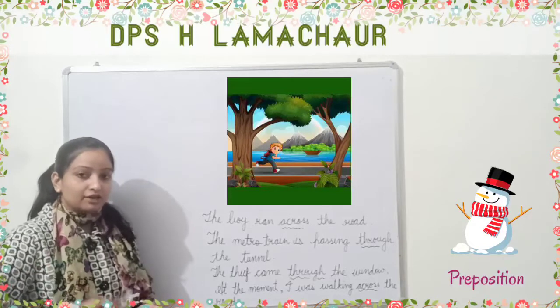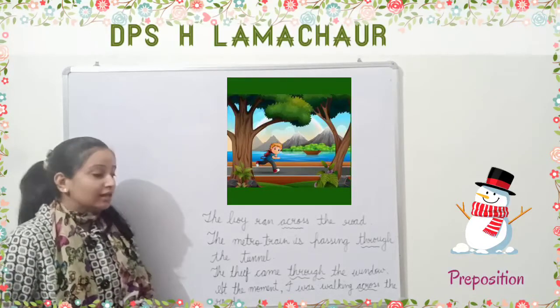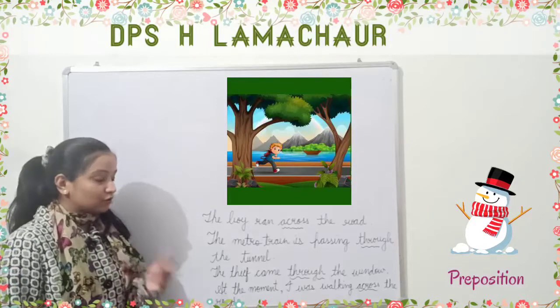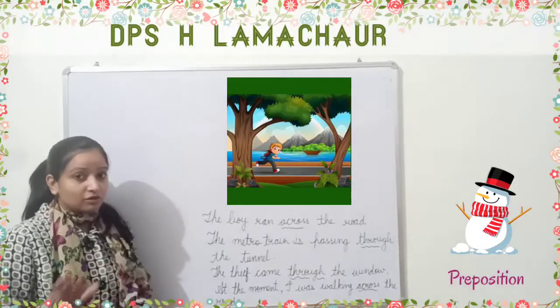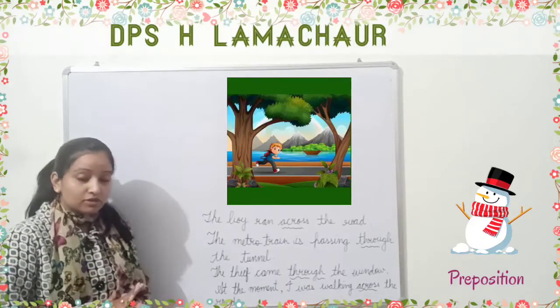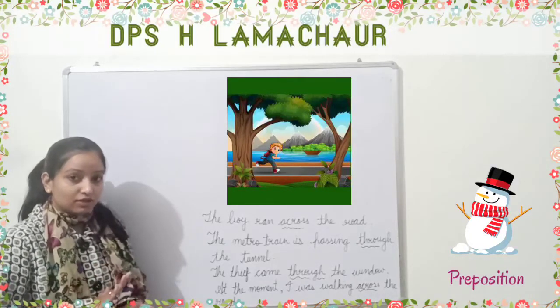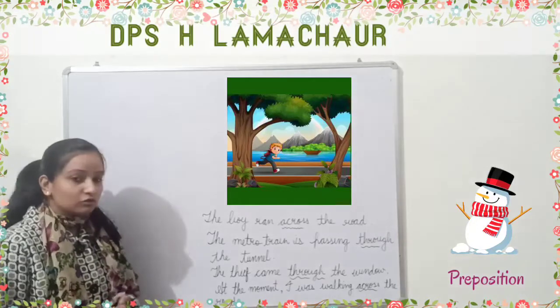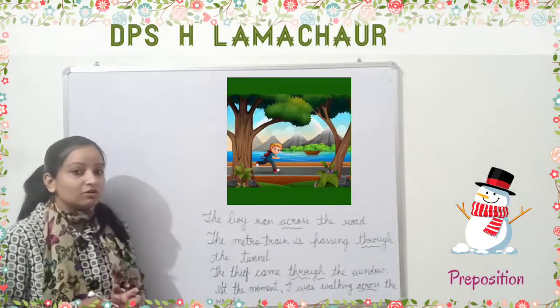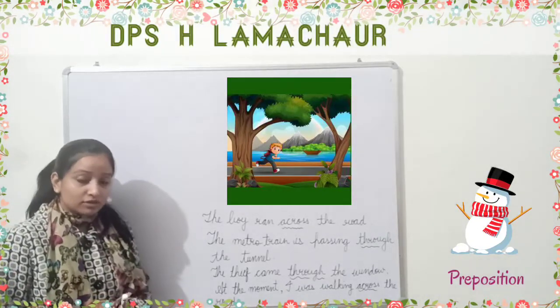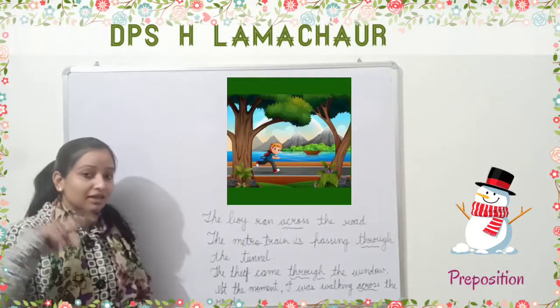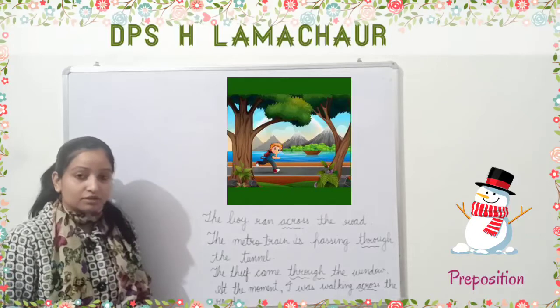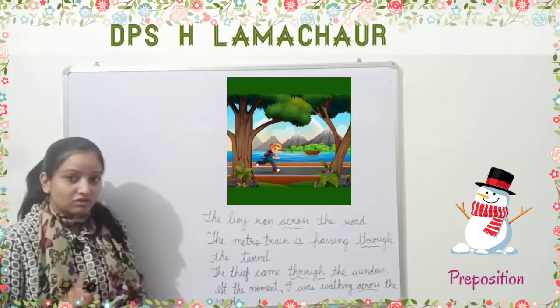Okay, from one side to the other side. The difference is we use across when somebody or something goes on a flat surface, and we use through when something or somebody goes within something, and that thing is enclosed. In such a case we use through.